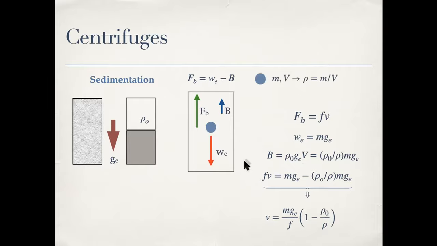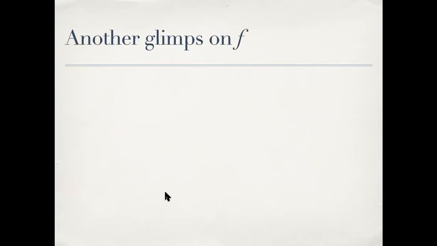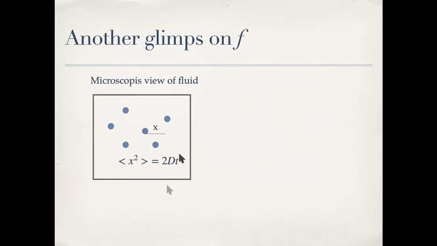For some reason my pictures show up in the reverse order. I'm sorry for it. We will now have another glimpse at the factor f. We knew from Stokes' law how much it is, but we can look at it differently, and that will require a small discussion about the microscopic view of a fluid. We have the liquid, and the liquid contains particles. It's built up from very small particles.